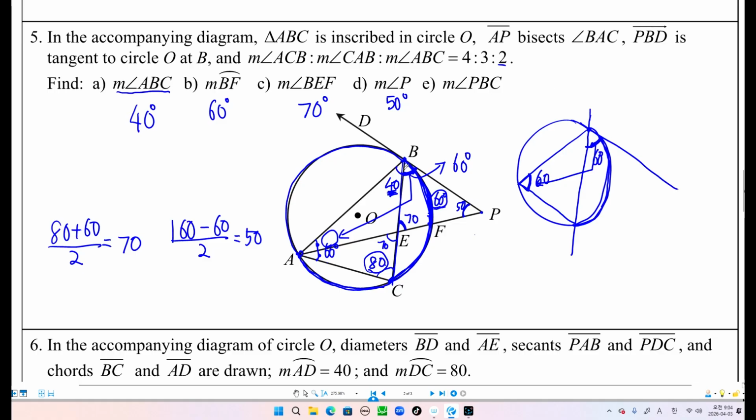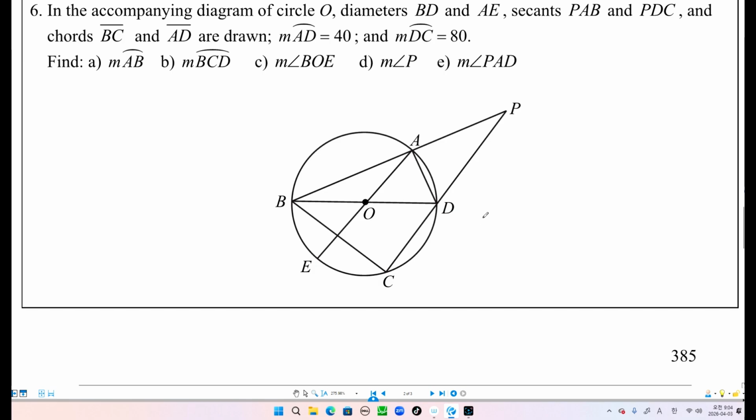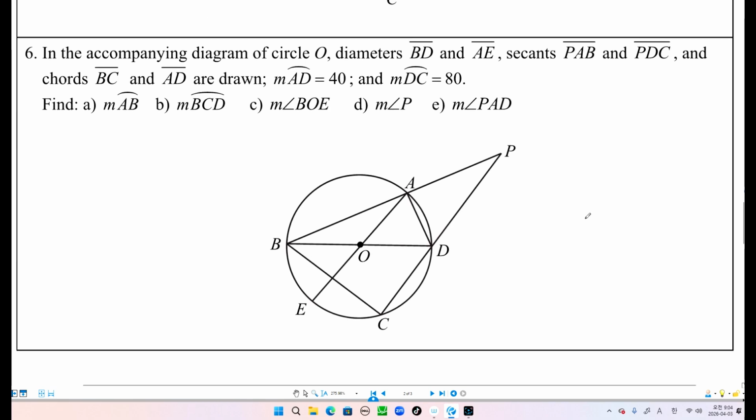All right, now move on to number 6. Okay, oh, very complicated, okay? So the measure of arc AD is 40, this is 40, and this is 80. Okay, only 2 are given. What is the measure of arc AB? AB is what? Built on a semicircle, right? So the total measure of the arc is 180. So one is 40, the other one is 140, okay? So this is 140 degrees.